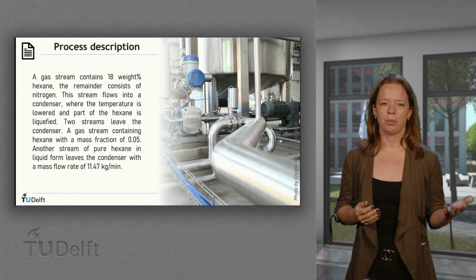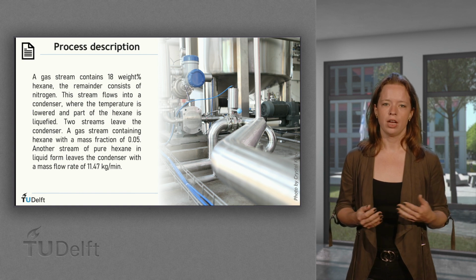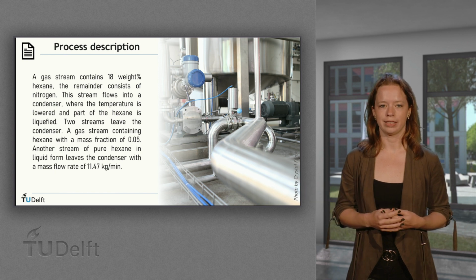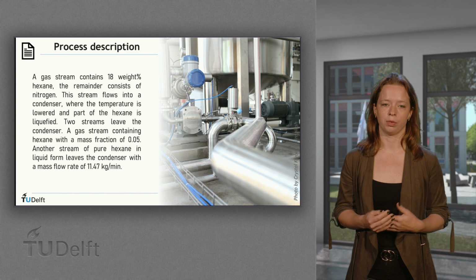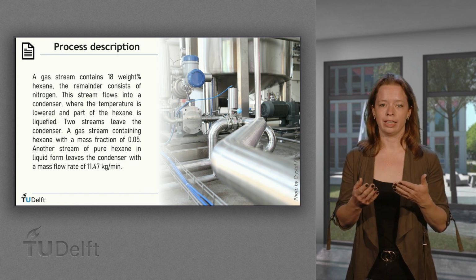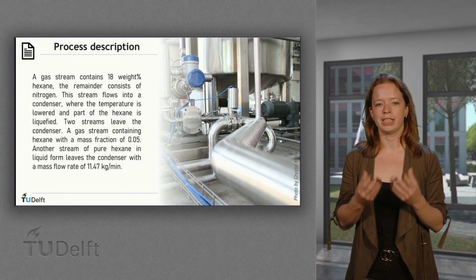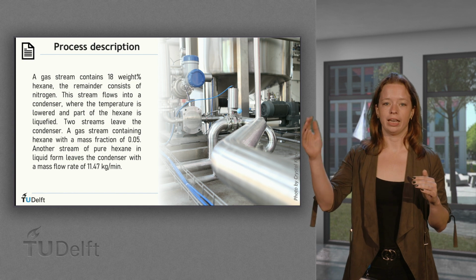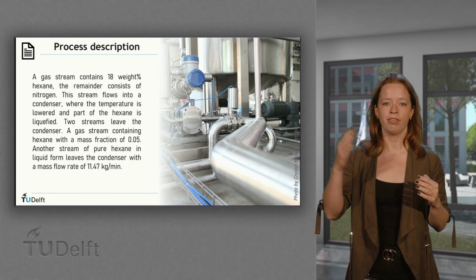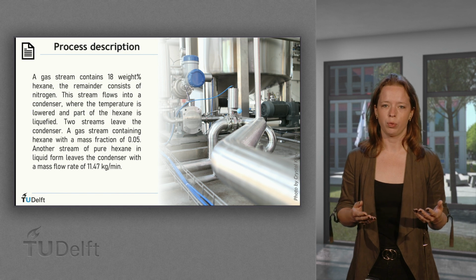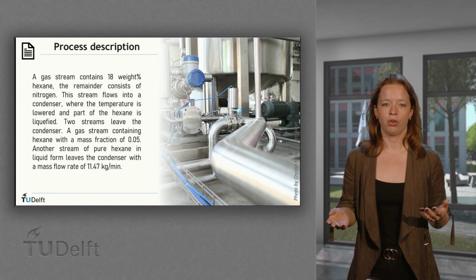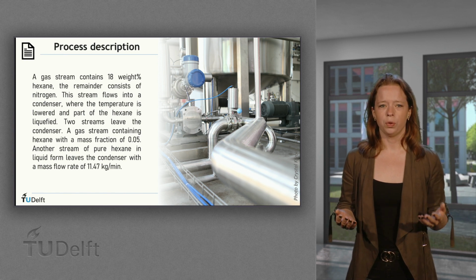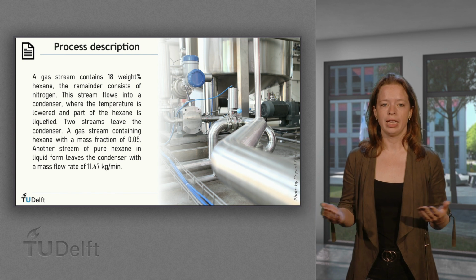Let's look at an example to make these concepts a bit more clear. The process description here describes a gas stream which contains 18 weight % hexane, with the remainder consisting of nitrogen. This stream flows into a condenser, where the temperature is lowered and part of this hexane is liquefied. Two streams leave the condenser: a gas stream containing hexane with a mass fraction of 0.05 and a stream of pure hexane in a liquid form, which leaves the condenser with a mass flow rate of 11.47 kilograms per minute. Now, the first thing we do is convert this entire process description into a flow diagram.